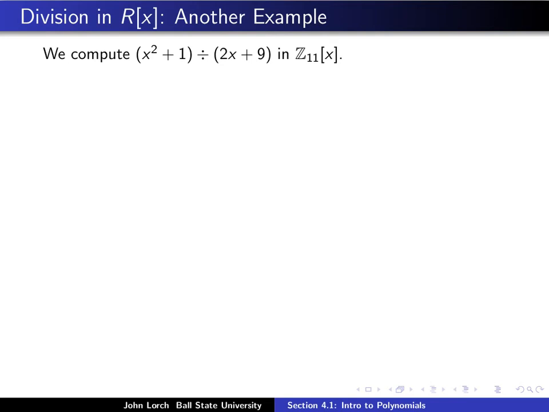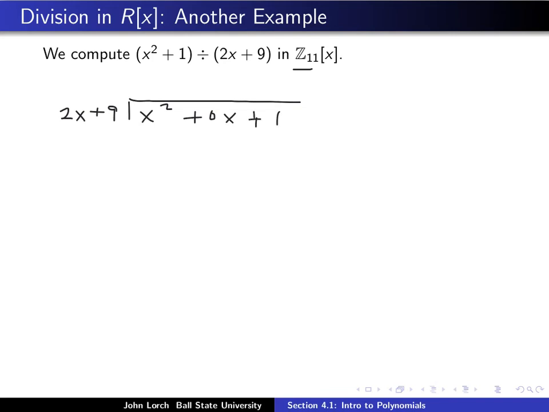It can be interesting to perform this very same computation in other polynomial rings. But as we saw on the previous slide, we probably want to make sure that our coefficient ring is a field. And here our coefficient ring is Z11. 11 is prime, and therefore Z11 is a field. Why don't we try it and see what happens? Here we're taking, again, 2x plus 9, and we're dividing it into x squared plus 0x plus 1.